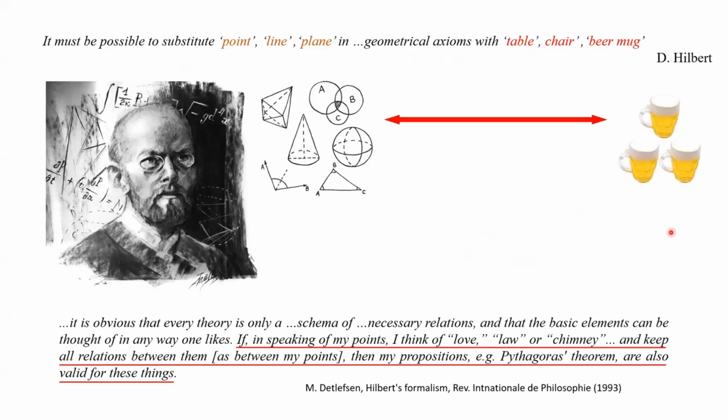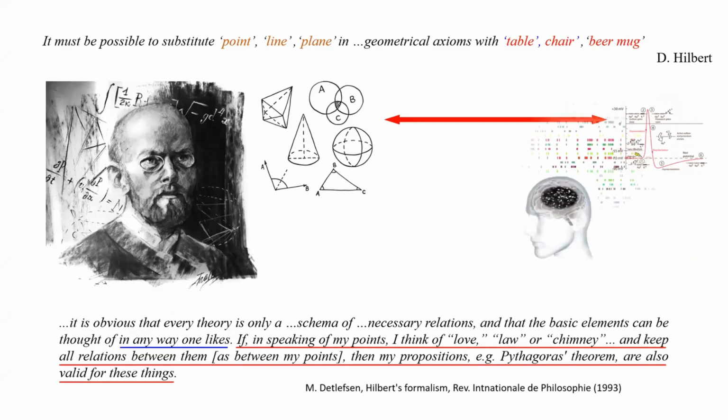And he says explicitly that these objects can be taken any way one likes. Substitute point, line, and plane with table, chair, beer mug, right? And given the kind of questions that we are asking, I would say that we would like to replace beer mugs with spikes and spike trains. Now think about that. If we keep relationship between these objects as between points, lines, and so forth, right? We build geometry. We basically synthesize geometry from spikes.